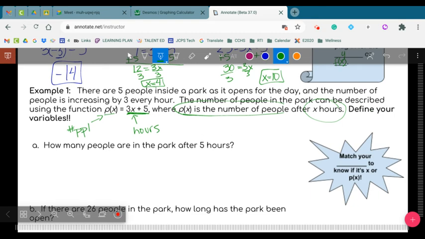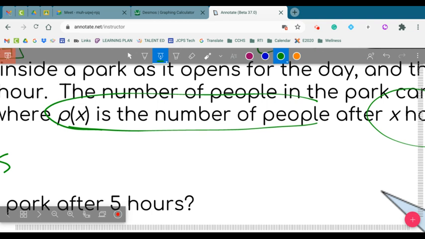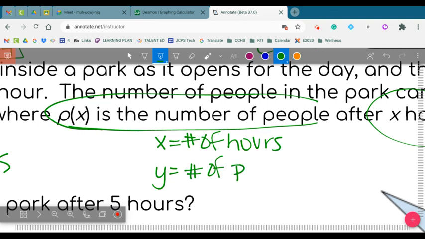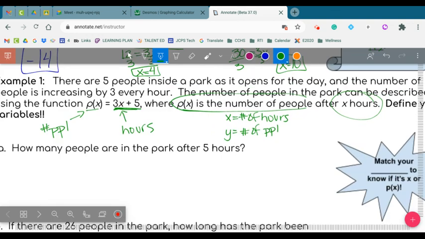Define your variables. I'm not too concerned about you defining your variables, but we do want to do it. So x equals number of hours, and y, or p of x, because remember it's the same, is your number of people. We already defined them, we're just writing them out.